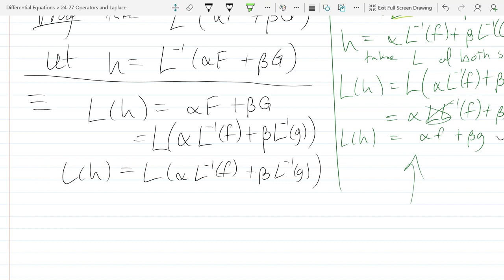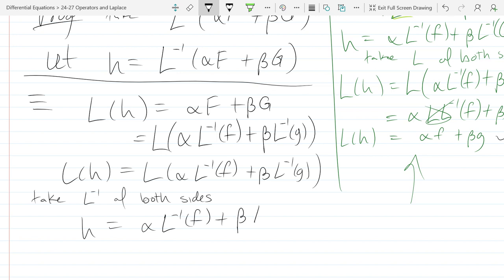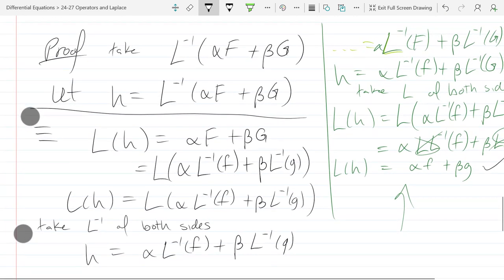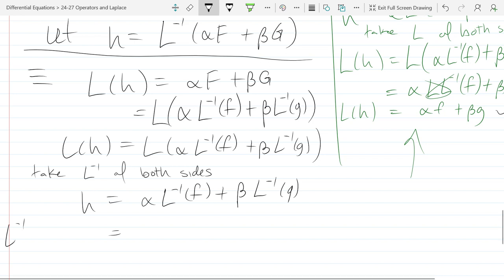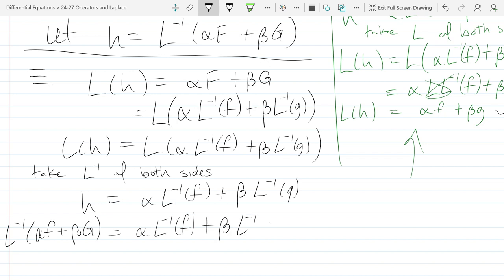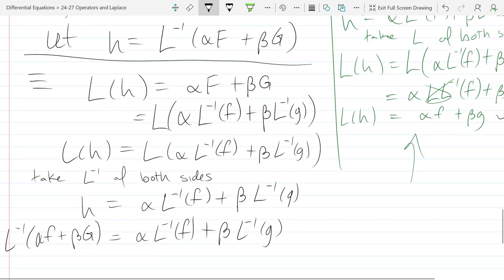So I'm going to take L inverse of both sides now, to get the L out of here. Somewhere along the way, H was L inverse of this original thing right here, so I'm going to swap that back in. If you want, you can partition this out too, because we took the L inverse of both sides, so we undid what we just did in there. All right, that was a fun proof.